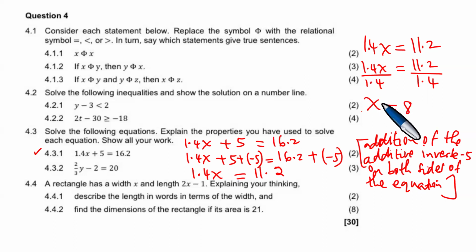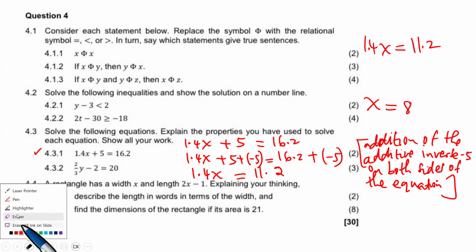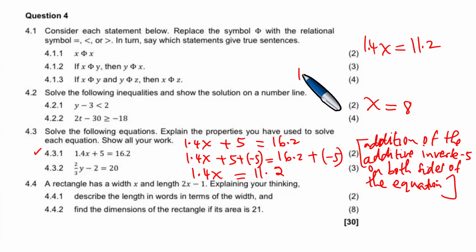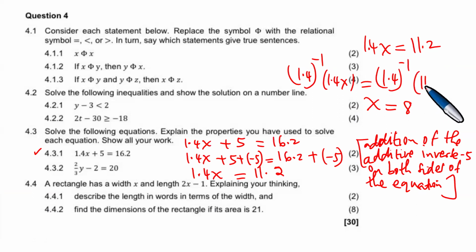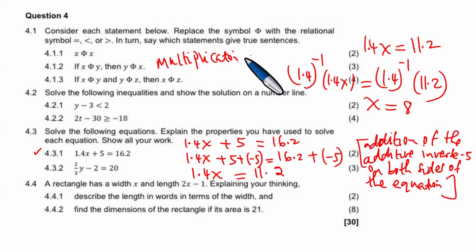we perform division on both sides, but strictly speaking, what we say is we multiplied by the multiplicative inverse on both sides of the equation, which means that you have 1.4x, times the inverse of 1.4, equals 11.2 times the inverse. So this is multiplication by the multiplicative inverse.